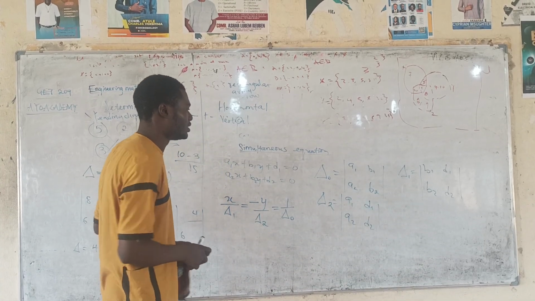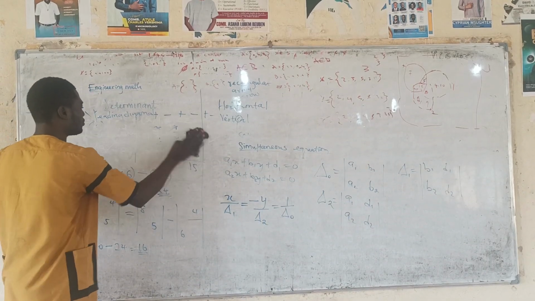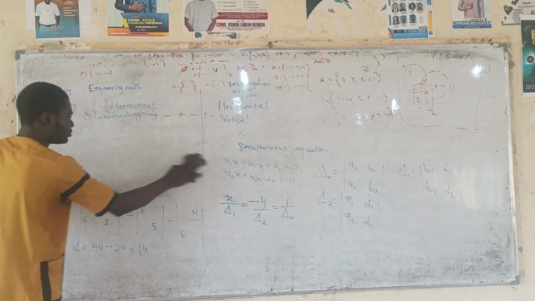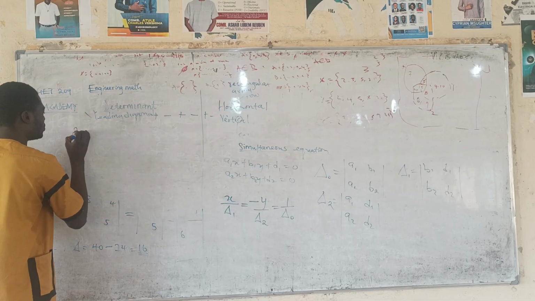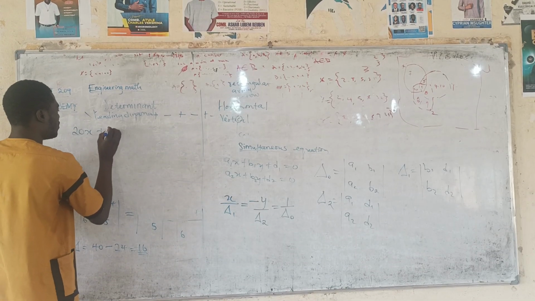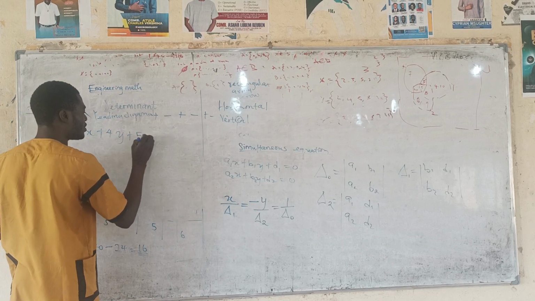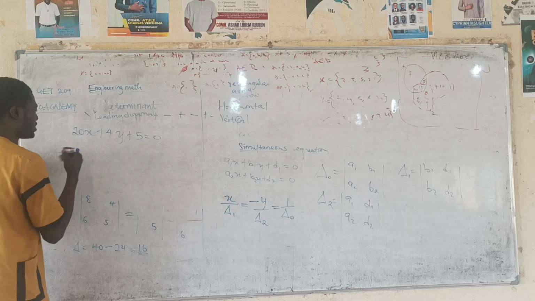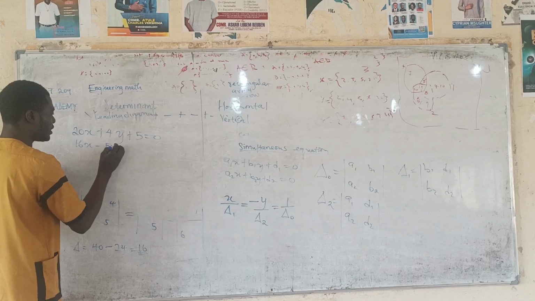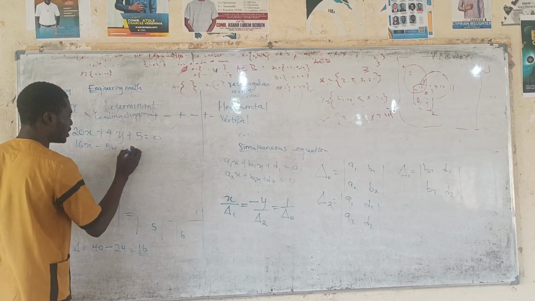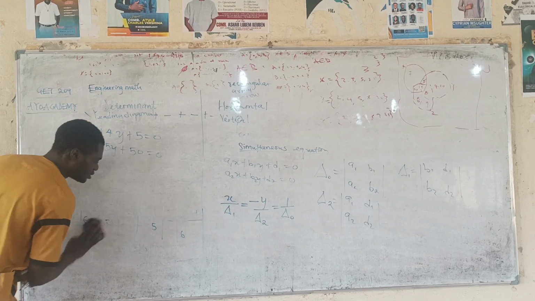So let's have a question here now. Let's say I have 2x plus 4y plus 5 equals 0. I just assume from my brain 16x minus 5y plus 50 equals 0. Is that taken?